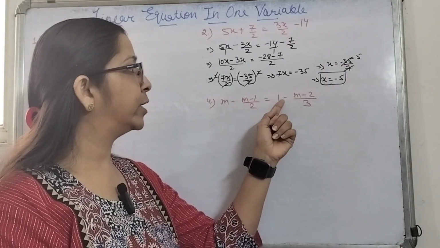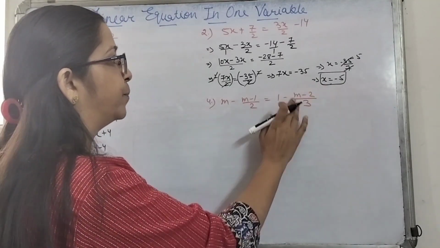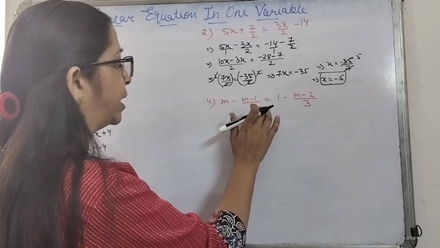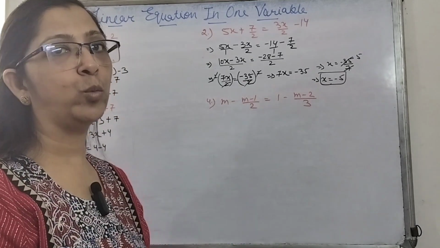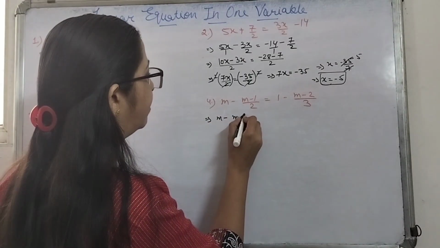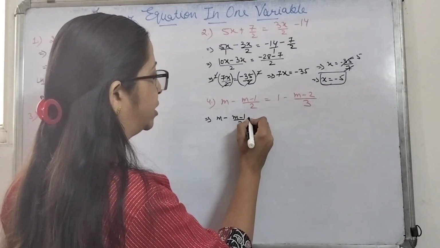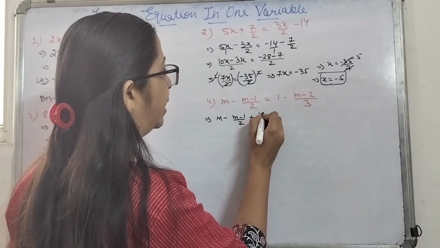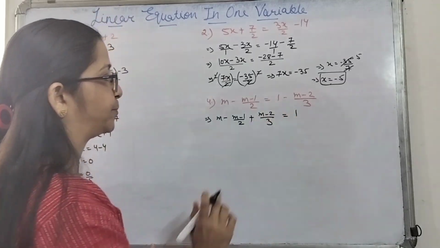Now let's see another example: m minus 1 upon 2 is equivalent to 1 minus m minus 2 upon 3. Both this part and this part have the variable. So we will take all these variables in one direction. So it will be m minus 1 by 2. Now this is negative, so when it changes direction, it becomes positive: m minus 2 upon 3 is equivalent to 1.